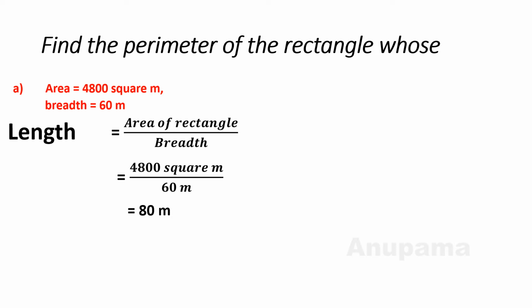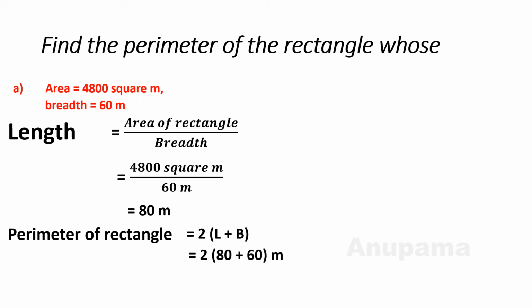Now we can easily find out the perimeter because we know the formula for perimeter of rectangle equals 2 multiplied by bracket length plus breadth. So put the values: 2 in bracket 80 plus 60 meters, that is 2 multiplied by 140 meters, and it is 280 meters. So perimeter of rectangle equals 280 meters.